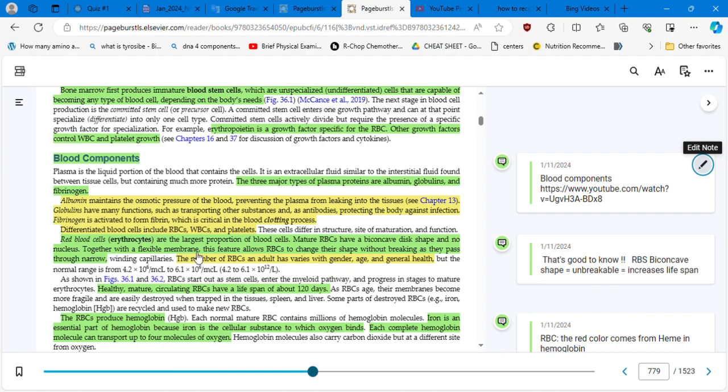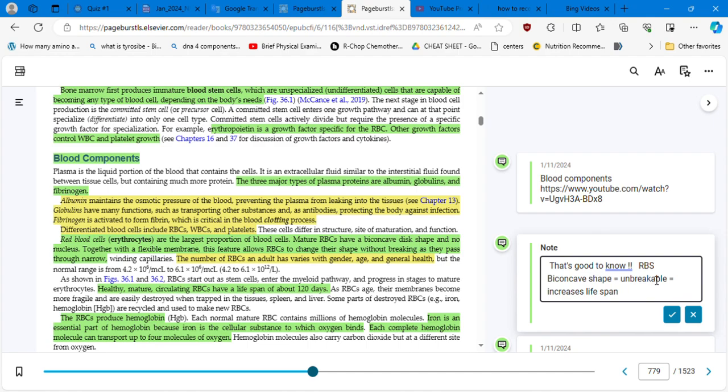Together with a flexible membrane, this feature, the fact that it's biconcave and has no nucleus, allows RBCs to change their shape without breaking as they pass through narrow vessels. Okay, so that's good to know. RBCs, okay. Biconcave shape means unbreakable, meaning increases lifespan.